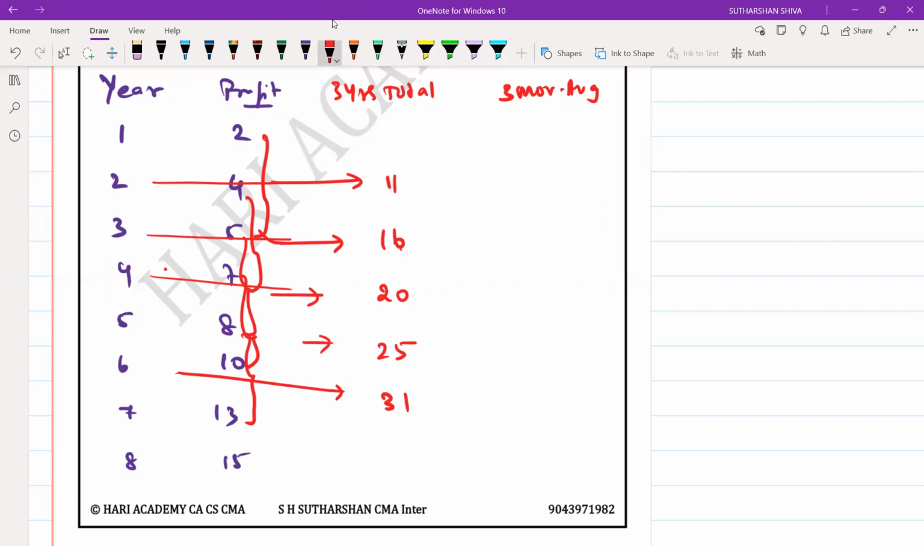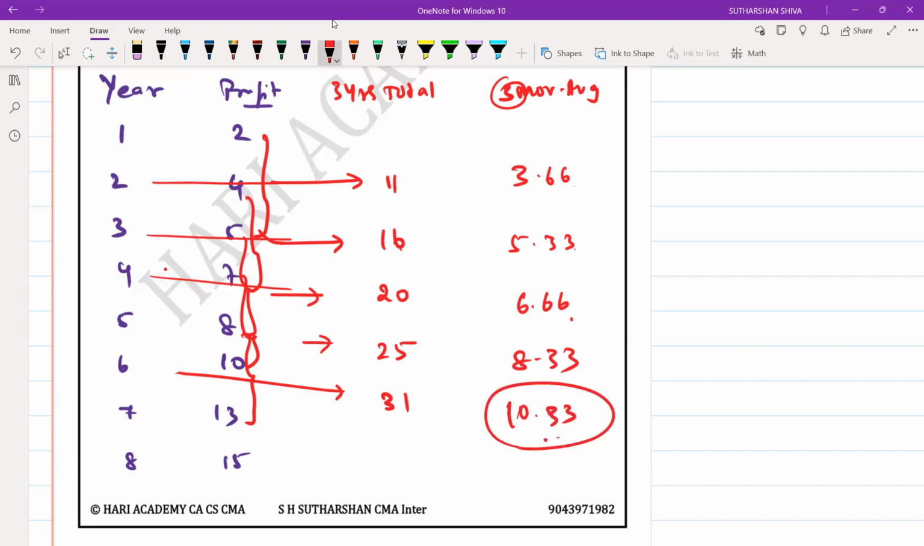Okay, now divide by 3 because it is 3 years moving average. 11 divided by 3, it will be 3.666. 16 divided by 3, 5.33. 20 divided by 3, 6.666. 25 divided by 3, 8.333. 31 divided by 3, it is nothing but 10.333. So my answer is for the 6th year moving average. They are asking, it is 7th year.